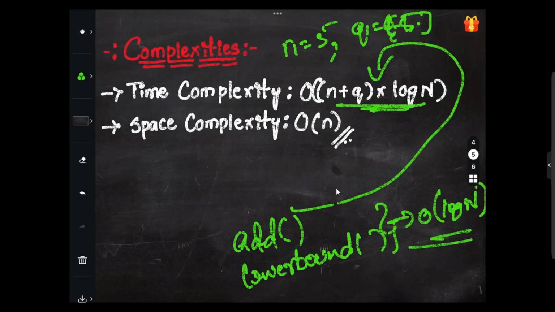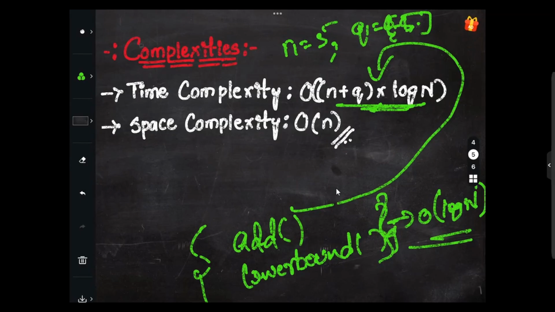So n equals 5, q equals 5, we were given. So the overall time complexity would be big O of n plus q times the operations. These are add and lower bound, so we have to insert and remove, right? For that, it would take big O of log n. So overall, the time complexity would be big O of (n plus q) times log n, right?